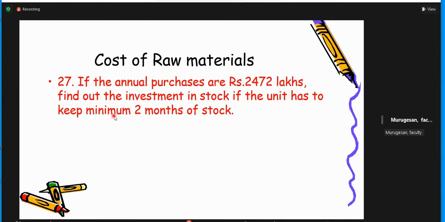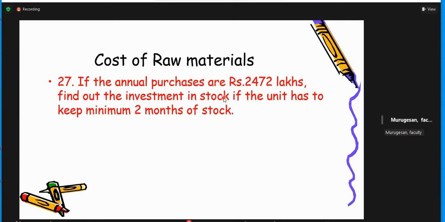The unit has to keep minimum 2 months stock. You understood? The annual purchases are 2,472. Now they need 2 months of stock minimum. 2 months of stock is okay to run the unit successfully. Now, how much working capital is needed, or how much investment in stock? Investment in stock means working capital only for stock.